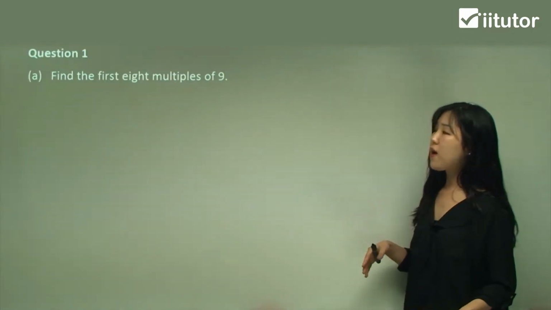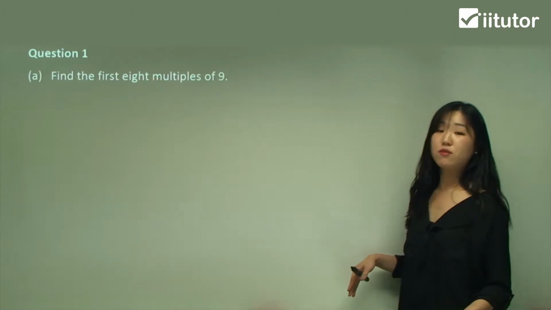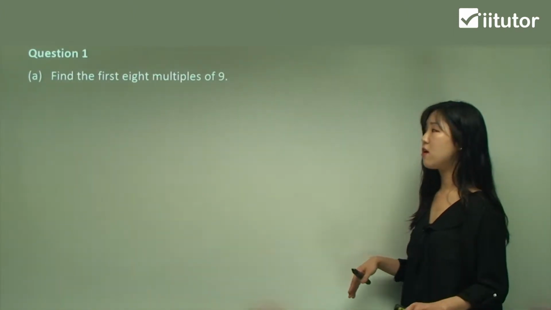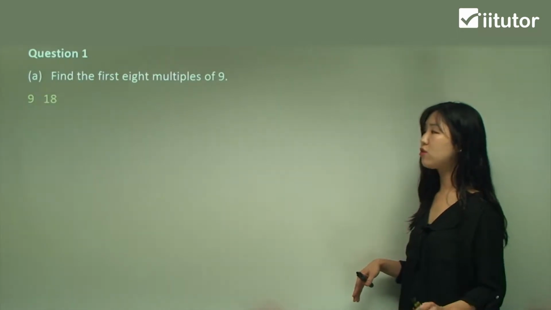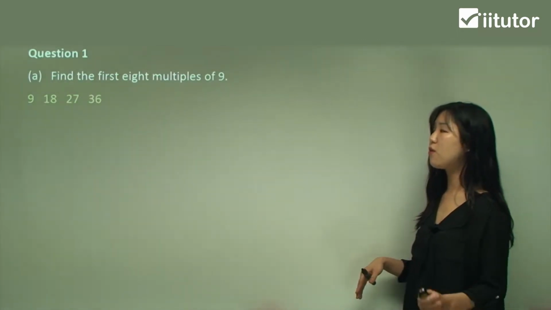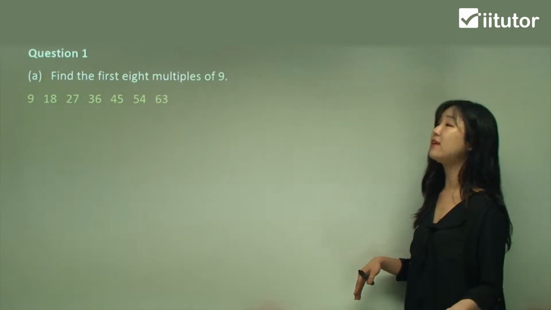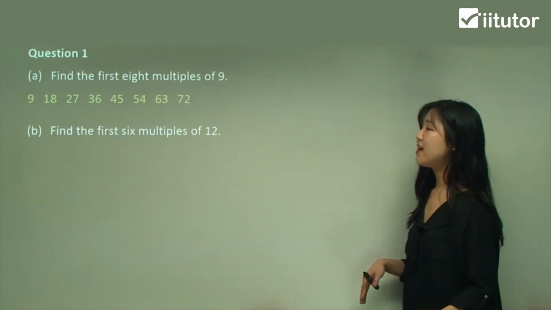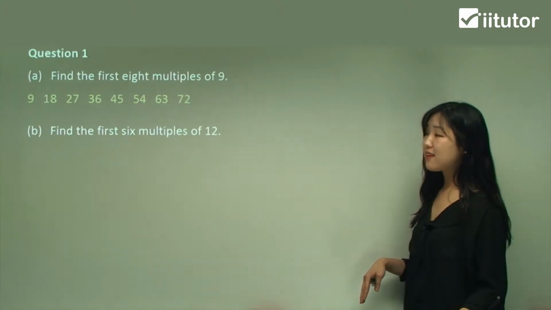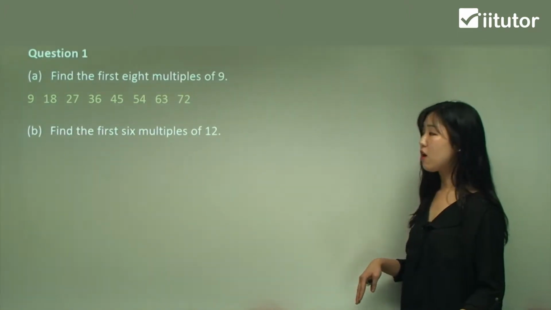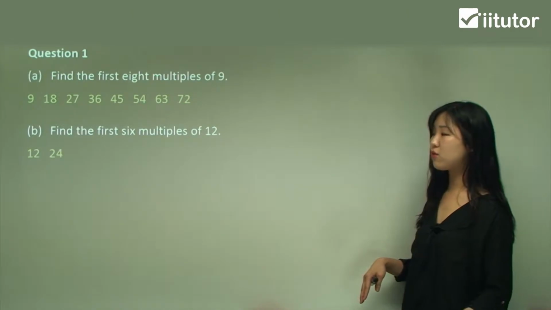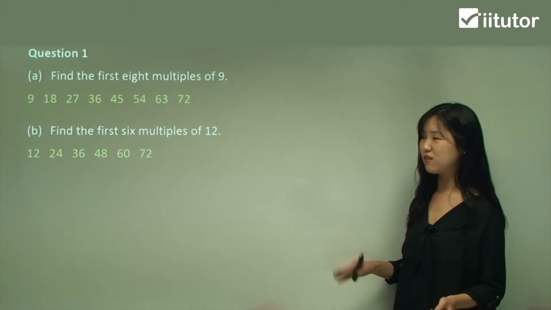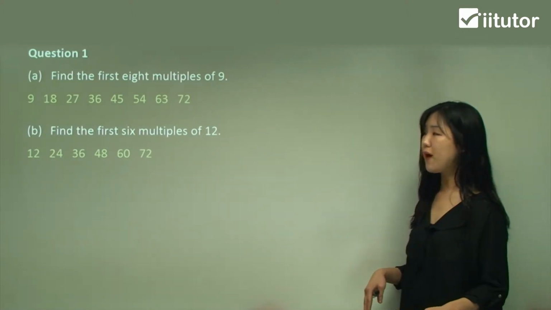So question 1, find the first 8 multiples of 9. Let's do that first by listing out the multiples, which you guys should be really good at. So 9 times 1, 9 times 2, 9 times 3, 9 times 4, times 5, times 6, times 7, times 8, and that's all we need, just the first 8 multiples of 9. Now B, find the first 6 multiples of 12. So 12 times 1, 12 times 2, times 3, times 4, times 5, times 6. You just do that until 6. So that's the first 6 multiples of 12.